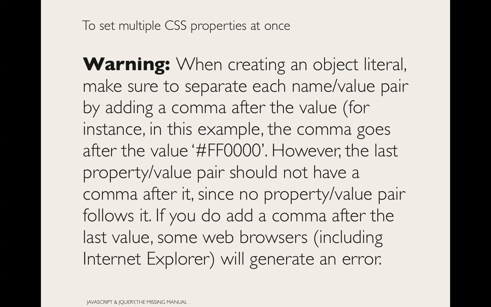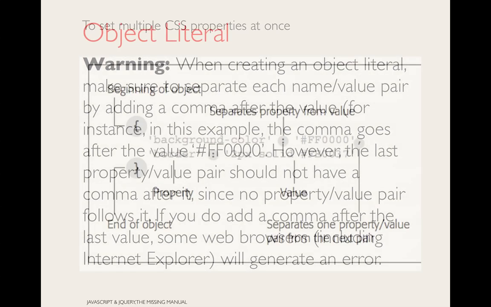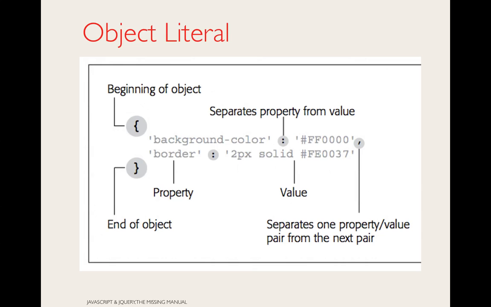Now when you create an object literal, make sure to separate each name value pair by adding the comma after the value. For instance, in this example, the comma goes after the value of red. However, the last property value pair should not have a comma after it, since no property value pair follows it. If you do add a comma, some web browsers, including IE, will always generate an error, which is not something you want to do.